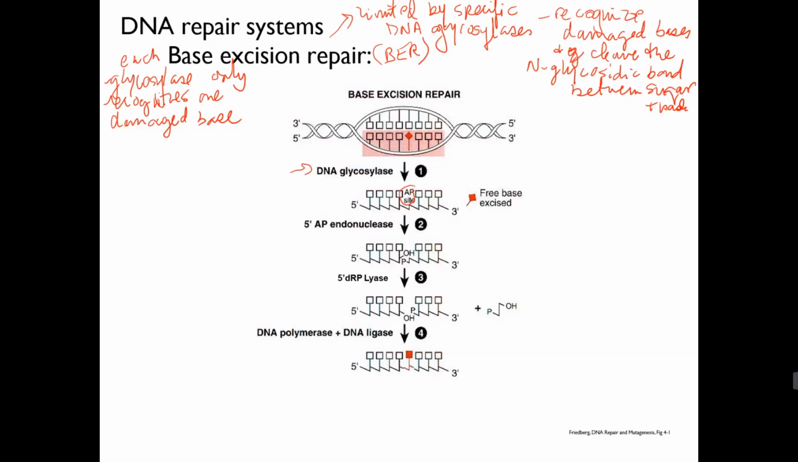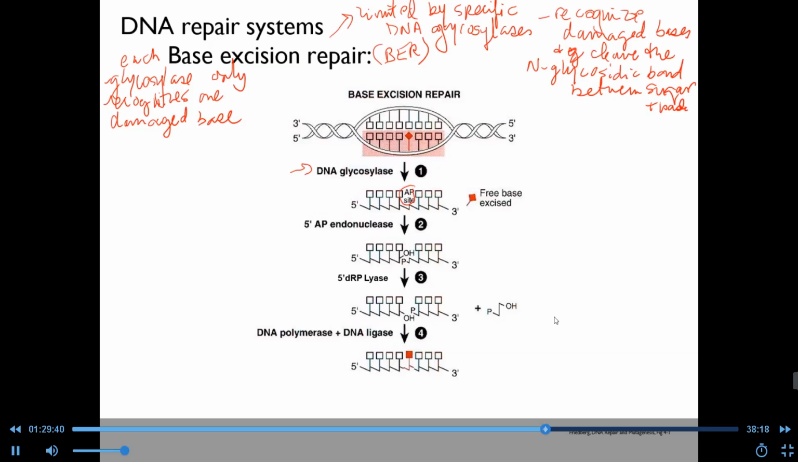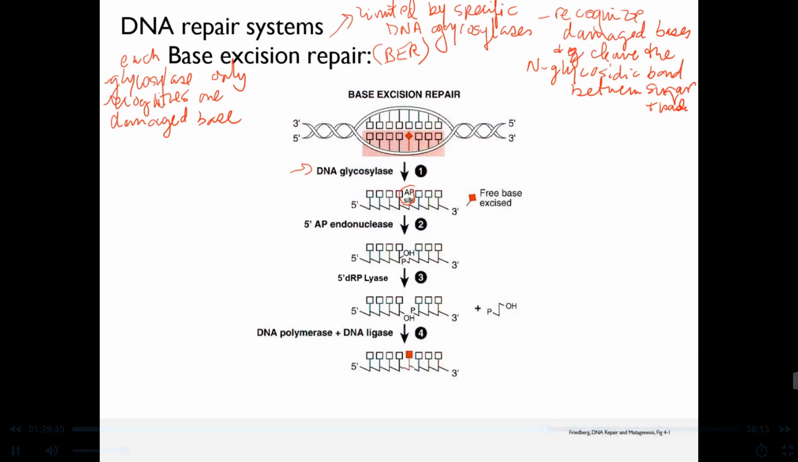So this is kind of a curious thing. We've gone from base damage, which could cause mispairing, to an AP site, which has no information, blocks polymerization, and can result in backbone cleavage. So this kind of seems like a serious step backwards, and a general lesson one might take home from this is that once you initiate this repair pathway, you should be strongly motivated to finish it, right? Because the intermediates in the repair pathway are themselves quite mutagenic. Like obviously an AP site is mutagenic.